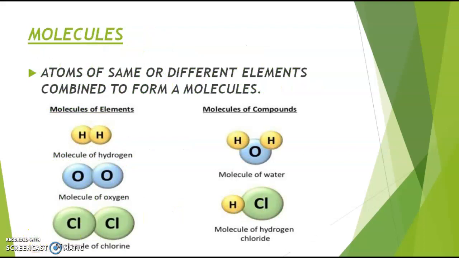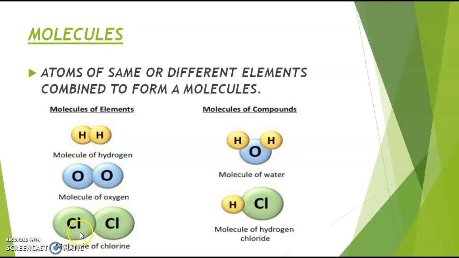Now, first of all, what are molecules? As we know, atoms do not exist independently. So the elements exist in the form of molecules. Molecules can be of elements and molecules can be of a compound. Atoms of the same or different elements combine to form a molecule. For example, molecules of elements like the molecule of hydrogen, the molecule of oxygen and the molecule of chlorine.